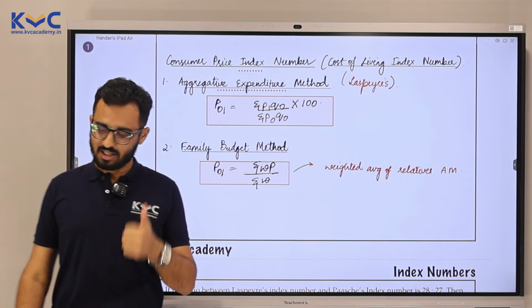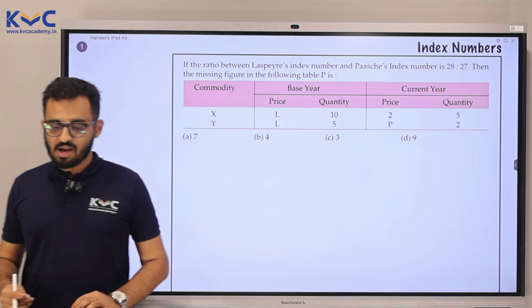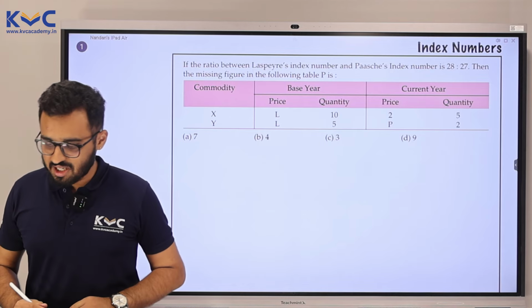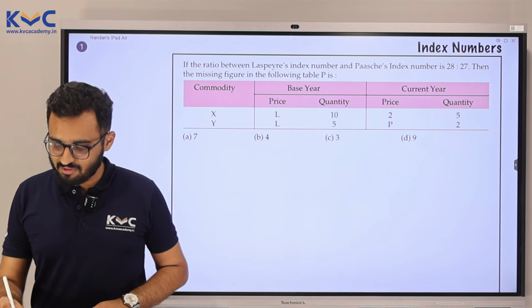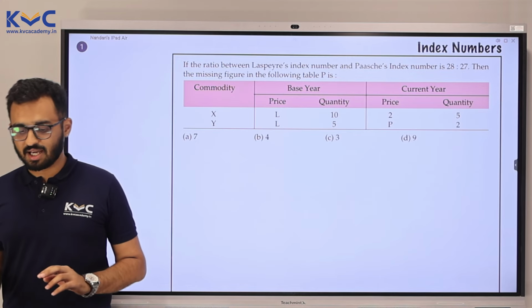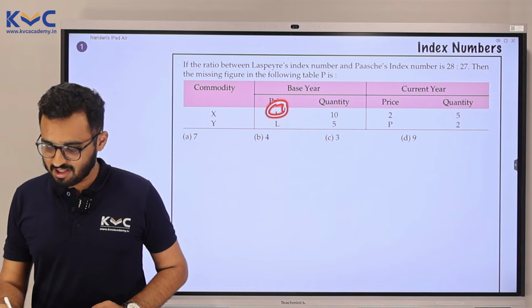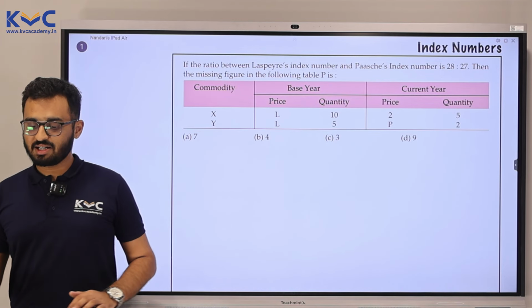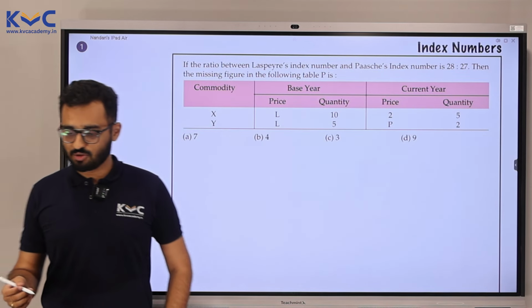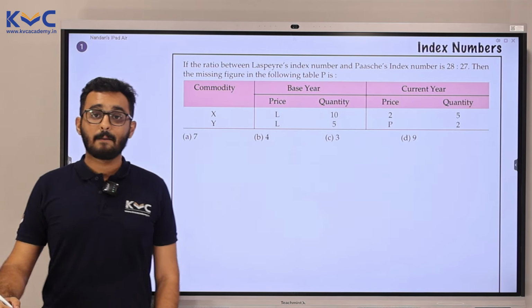Okay, awesome. Let us now take some MCQs and see what kind of questions we can expect for exams. First question: if the ratio between Laspeyre's index number and Paasche's index number is 28:27, then the missing figure in the following table, P, is what? The table given: commodity X, Y, base year price, we only have L, so we don't have the numbers here, quantity 10 and 5, current year price is 2P, quantity is 5, 2. We are supposed to find out P.